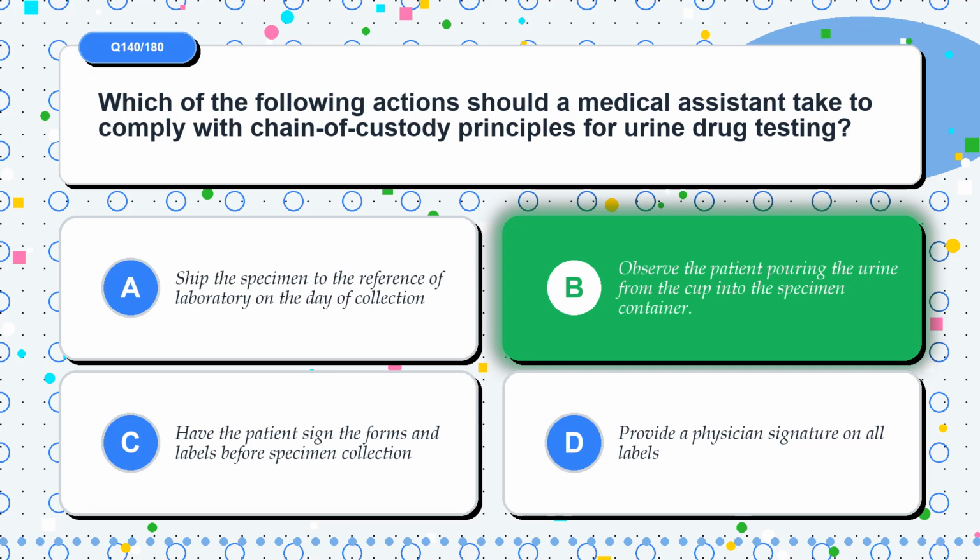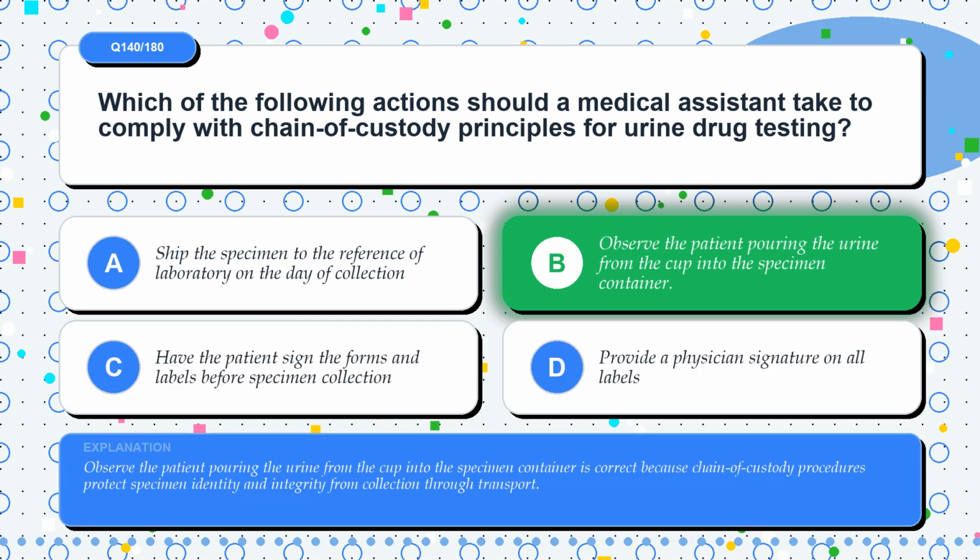The correct answer is option B. Observe the patient pouring the urine from the cup into the specimen container. Observe the patient pouring the urine from the cup into the specimen container is correct because chain of custody procedures protect specimen identity and integrity from collection through transport.